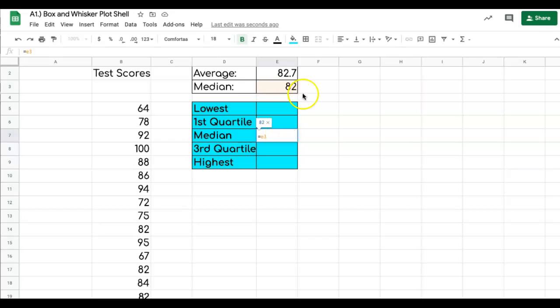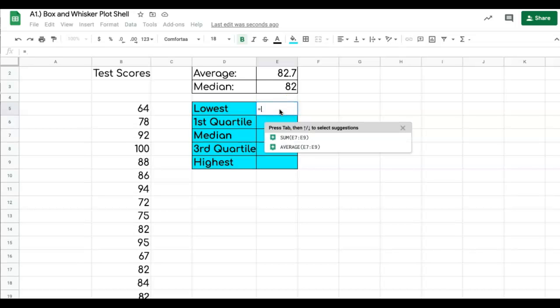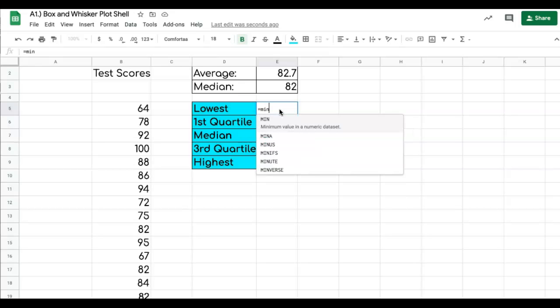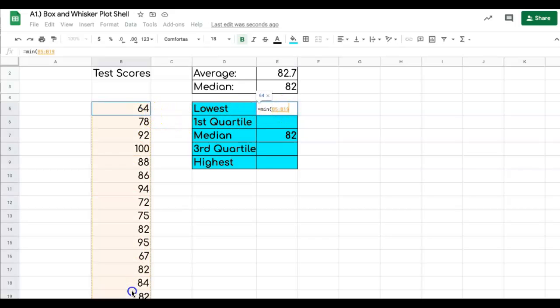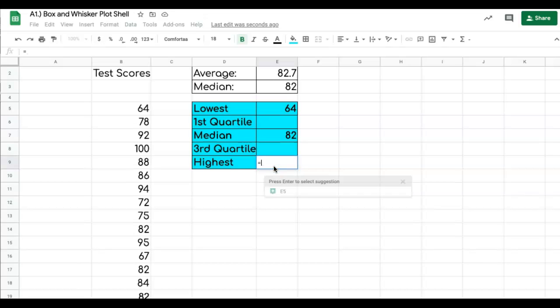So we now know that the median was 82. So I'll put equals E3 because that's what that is. I'm just going to drop it down. The math word for lowest is minimum. So you type in equals min and then select all the data, B5 to B19 again. And the lowest was 64, no surprise to us, we've already done this. The highest, we call that a max, right, for maximum, equals max of all the data. And we knew that that was 100.